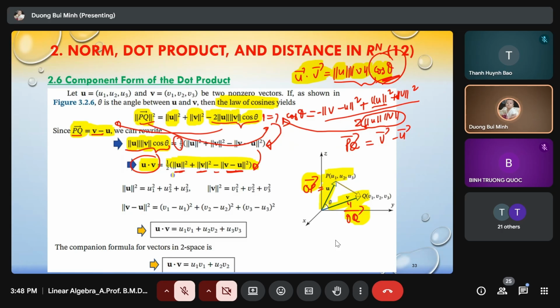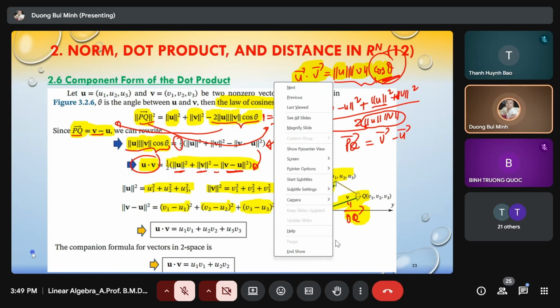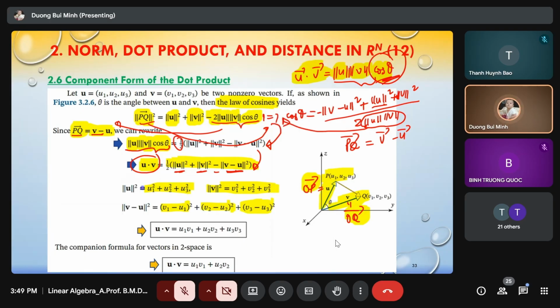Look, the norm of U square is U1 square plus U2 square, and the norm of V is here. If we take V minus U, the norm of V minus U square is V1 minus U1 square, V2 minus U2 square, V3 minus U3 square. Then we just replace into here, and you can get this one.